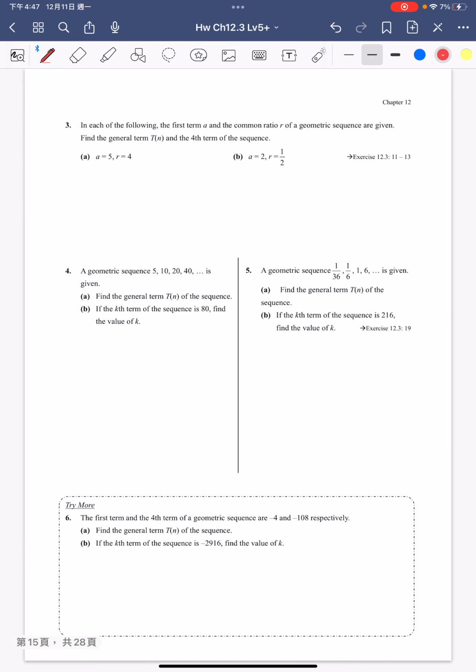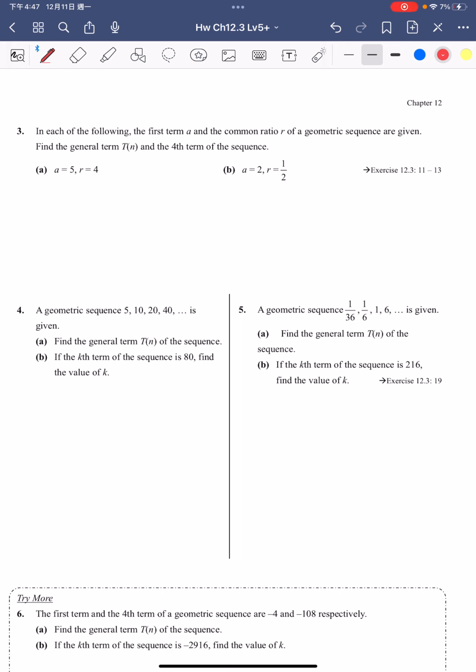For the third question, in each of the following, the first term A and the common ratio R of a geometric sequence are given. We have to find the general term and the fourth term. If you still remember, the general term Tn can be found using the formula AR to the power of n minus 1. So try to substitute these two numbers back into this equation to get your answer.